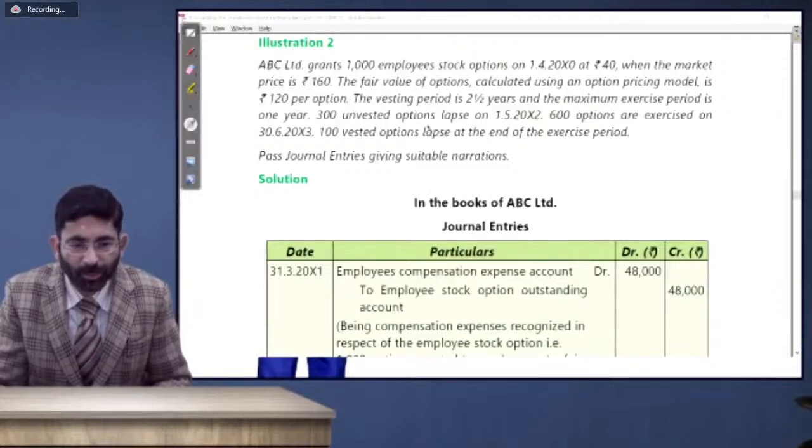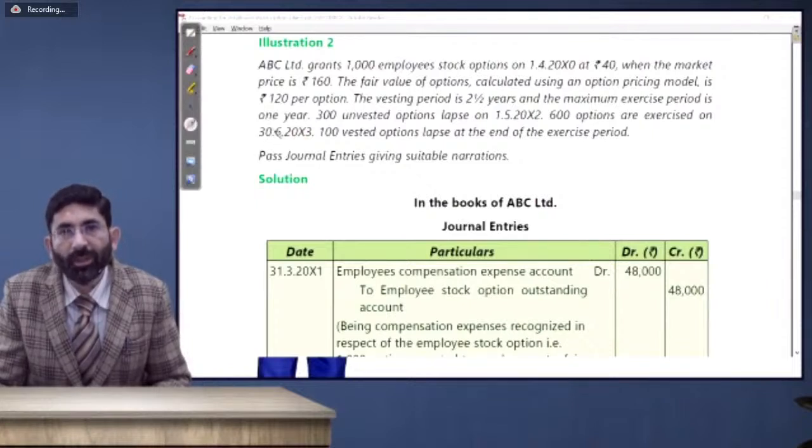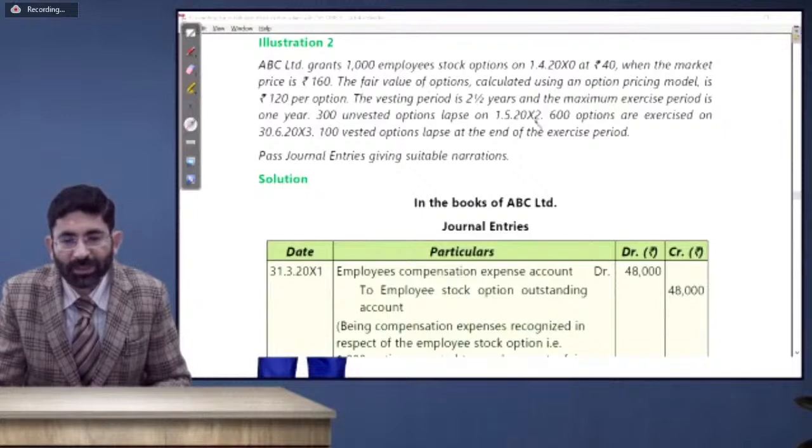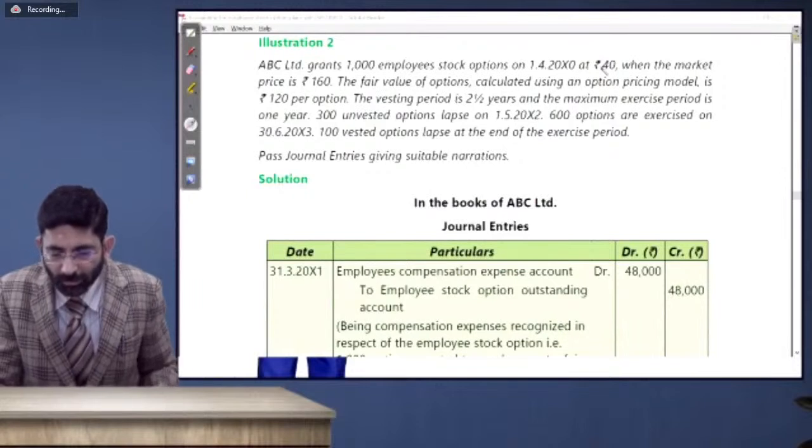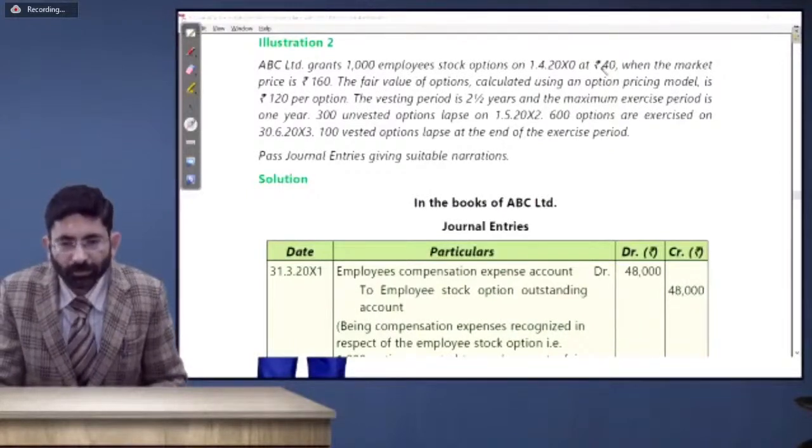So this is the point which is important here. 600 options are exercised on 30th of June. That means employees have purchased only 600 options. I have given them the option to purchase 1,000 ESOPs, employee stock options, but they have purchased only 600, because 300 are already lapsed and 100 later on expired. So only 600 options are purchased by them at the price of rupees 40, because I have given them the option at the price of rupees 40. So obviously 600 into 40, that is 24,000, which is to be entered here.